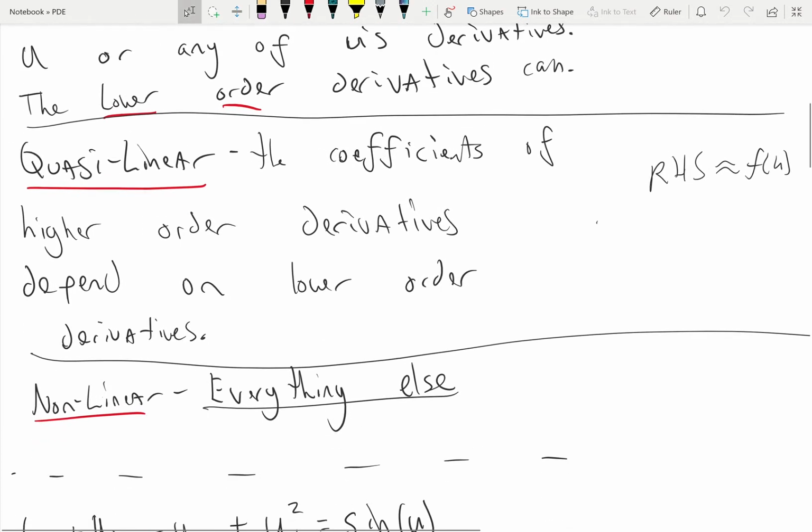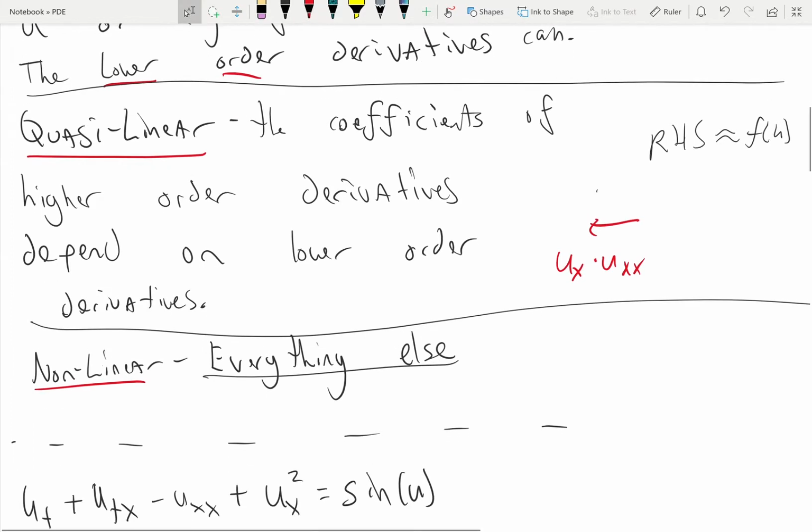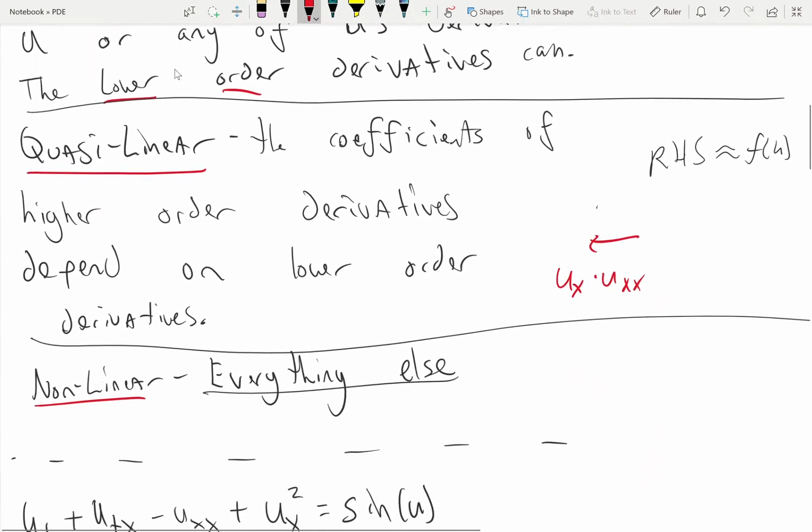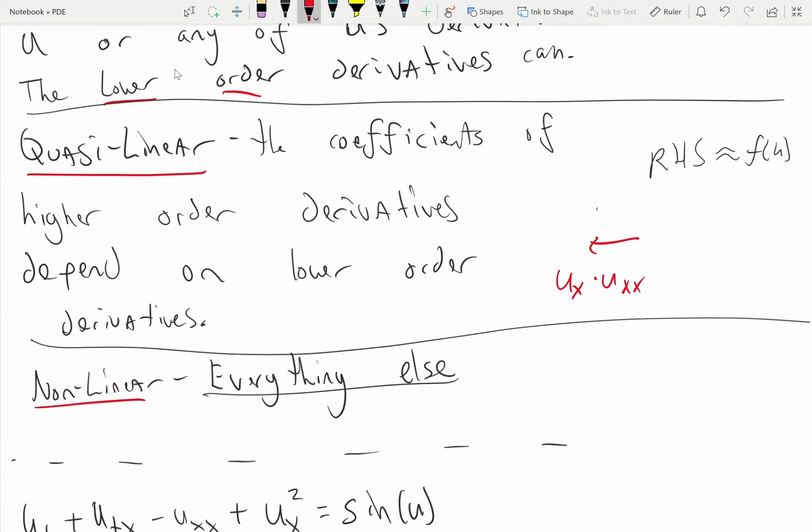The third type is quasi-linear. This is when the coefficients of the highest order derivatives depend on lower order derivatives. And also the right-hand side can equal u. This one is a pretty easy giveaway. It basically means that you have something like u_x times u_x, something like that. If it doesn't qualify to be any of the following 3, either linear, semilinear, or quasi, then the function is nonlinear. That's for everything else.